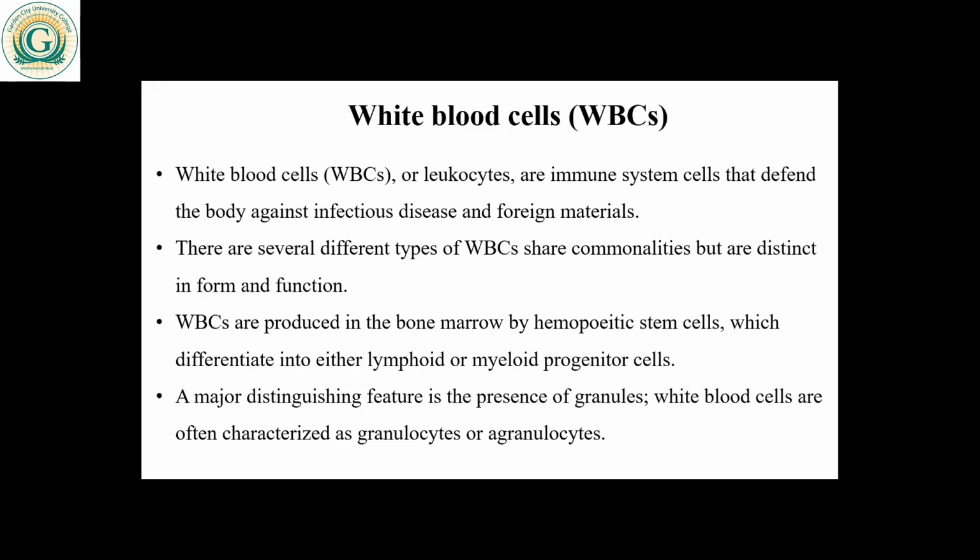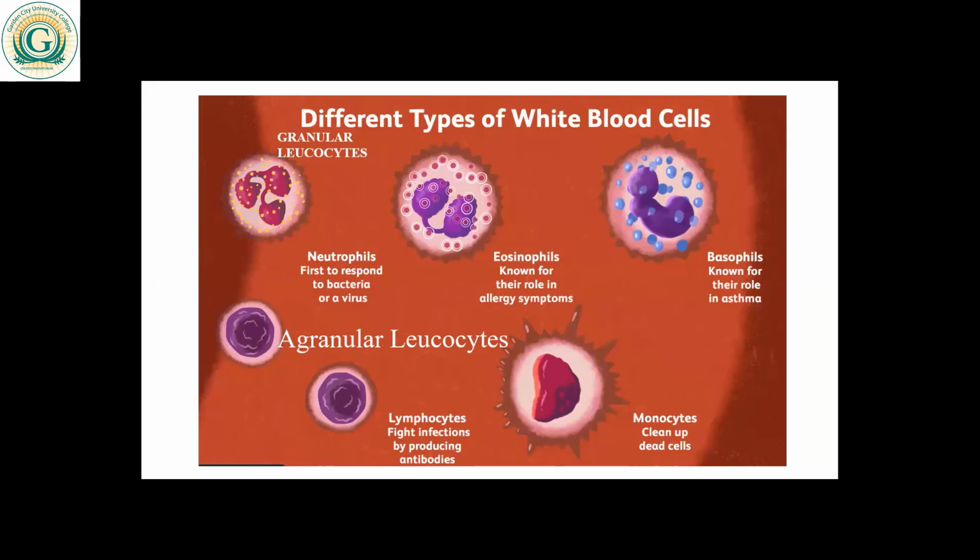We are saying a major distinguishing feature of these white blood cells is the presence of granules. Some of them contain these granules, and there's absence of these granules. We are saying white blood cells are often characterized as granulocytes or agranulocytes. So granulocytes meaning they contain these granules. An agranulocyte is without granules. So we have different types of white blood cells.